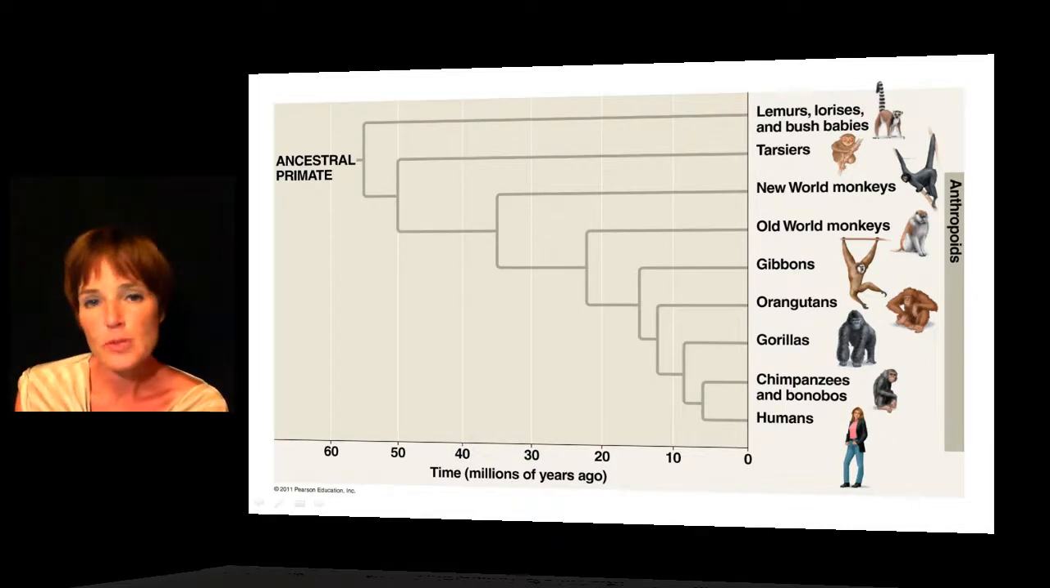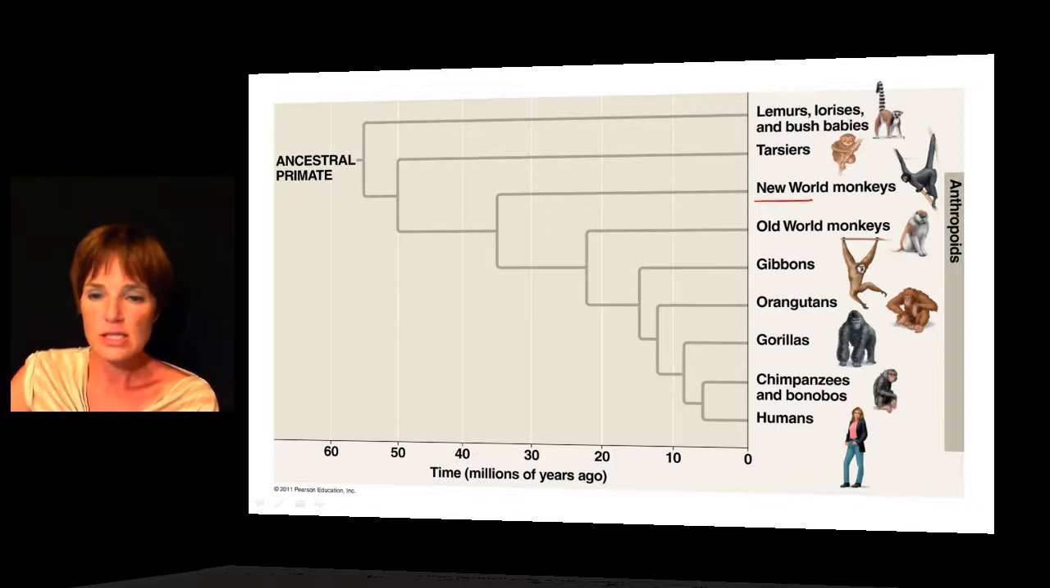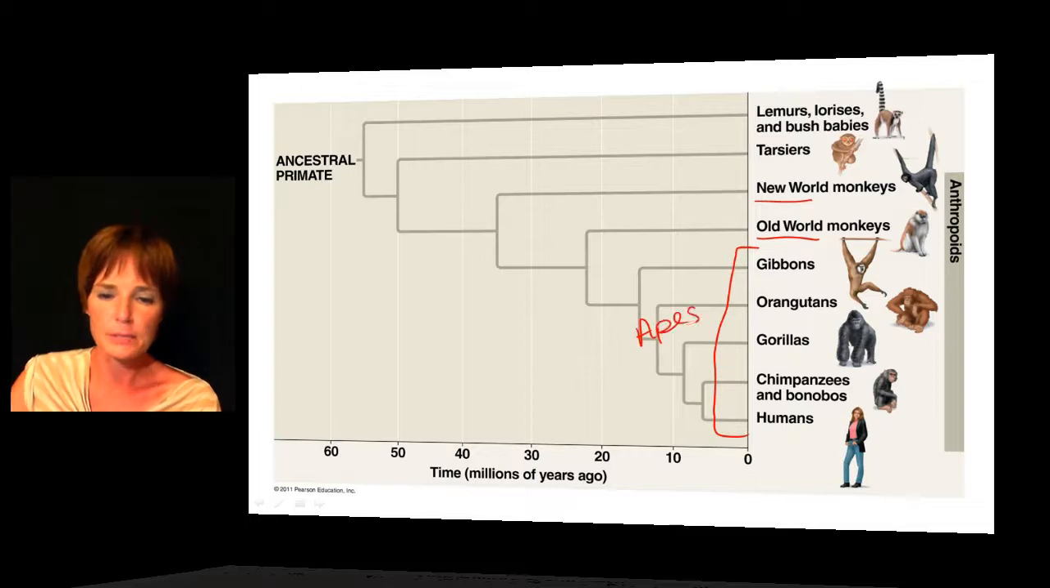There are three main groups of living primates. This includes the New World monkeys, the Old World monkeys, and then all of these here will be what we call the apes. The New World monkeys, those are going to be found in South America, and those are all tree-dwelling monkeys. When we get to the Old World monkeys, we're going to have some that are tree-dwelling, and then we're also going to have some that are more land-dwelling.